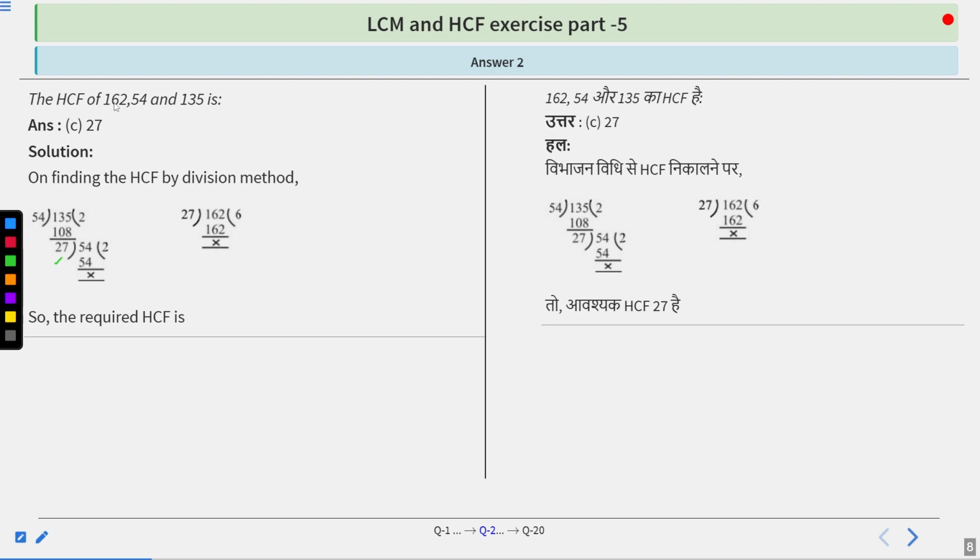But we have another number, that is 162. So we will check whether 27 can divide 162 or not. We know that 27 times 6 is 162, so the remainder is 0 again. That means 27 is the HCF. Option number C is the correct answer.